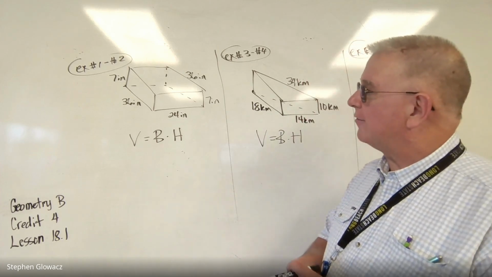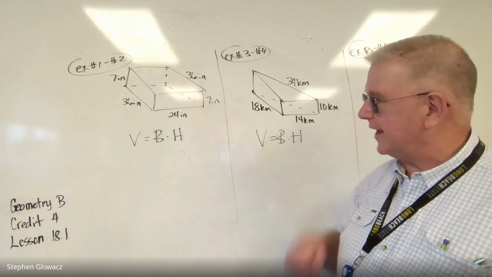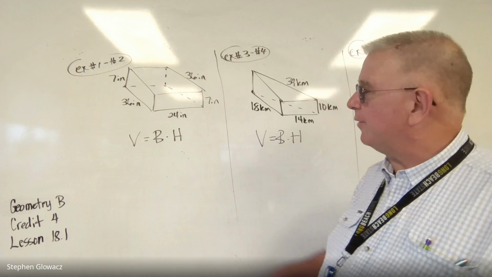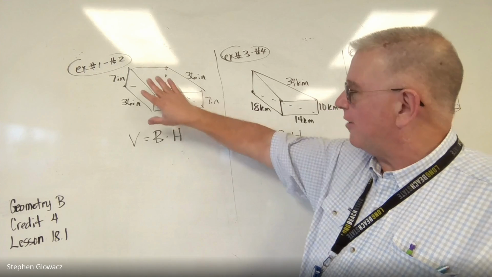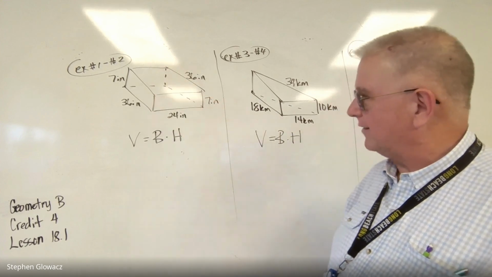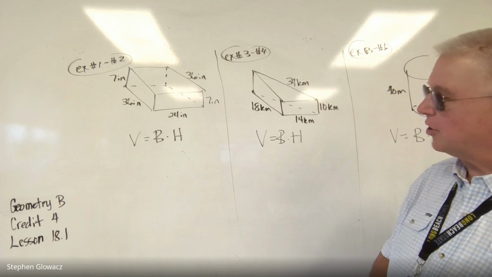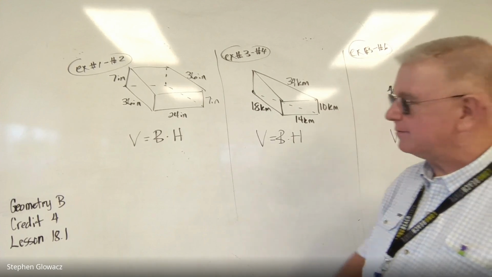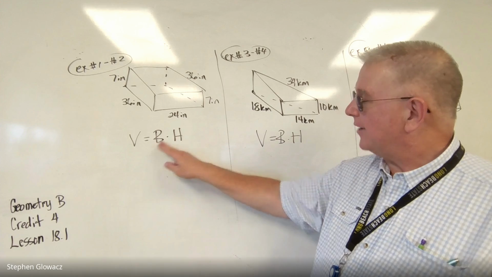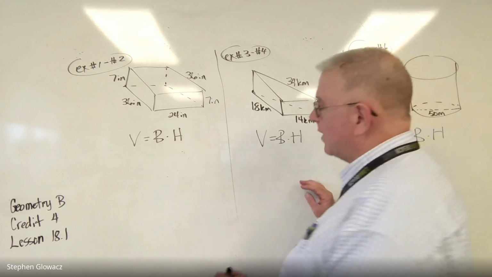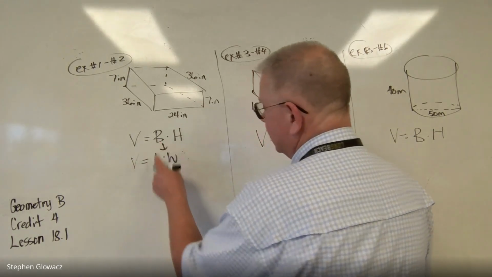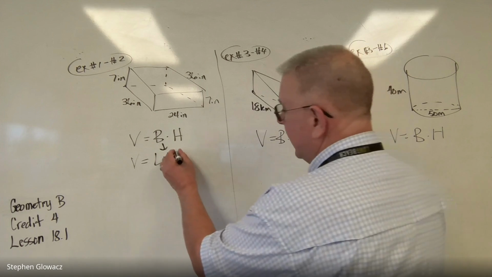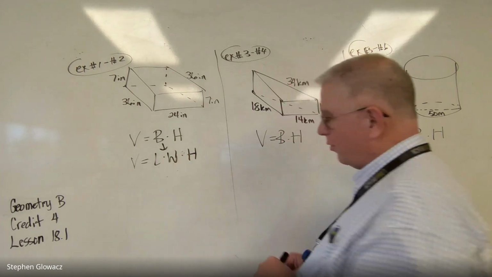So for problems 1 and 2, here's our example. We have a rectangular prism, which means we have bases on the bottom and on the top that are rectangles. The formula for any prism is area of the base times the height. The base is a rectangle, so the area is length times width, and then times the height of the whole thing.